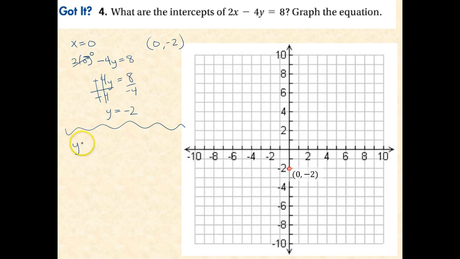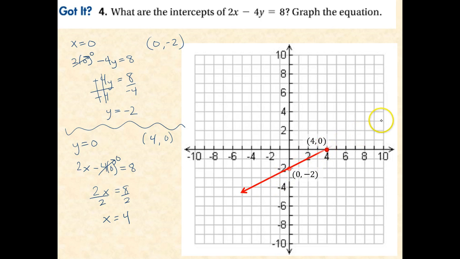If we set y equal to 0, we'll find our x-intercept. So 2x minus 4 times 0 equals 8. This is 0, so we get 2x equals 8. Divide both sides by 2, and we get x equals 4. So we get this point 4, 0. And then we draw a line through them. Whoosh. Not too bad.